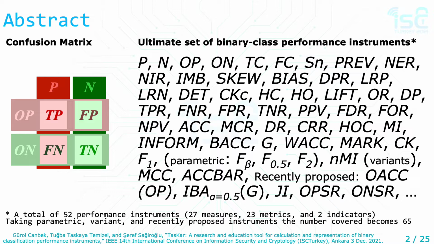We cover an ultimate set of instruments viewed from 4 dimensions of a confusion matrix, namely the number of true positives, false positives, true negatives, and false negatives. A total of 52 performance instruments are covered in this study. Taking parametric and variant and recently proposed instruments, the number covered becomes 65.